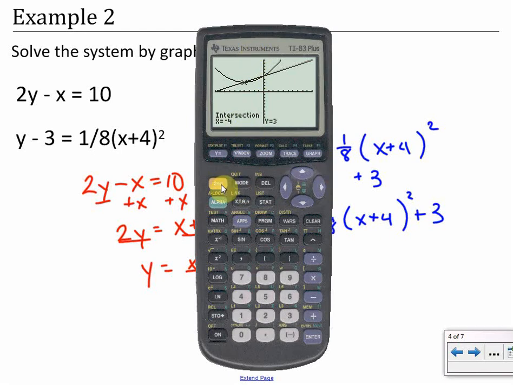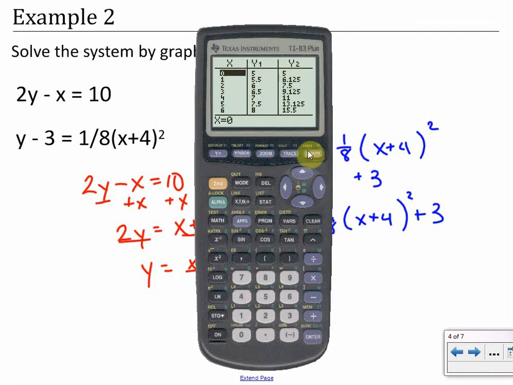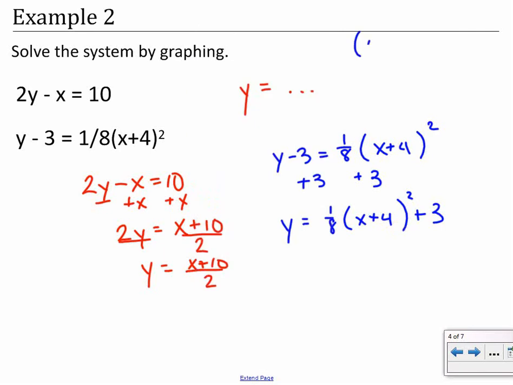You could also do this by looking at the table, the table for the two equations. You want to see where their y values are the same. So here this would be 0, 5 for both. And then 3 and 3 for both at negative 4. So that tells you that those are your two points of intersection. So my solutions here would be 0, 5 and negative 4, 3.